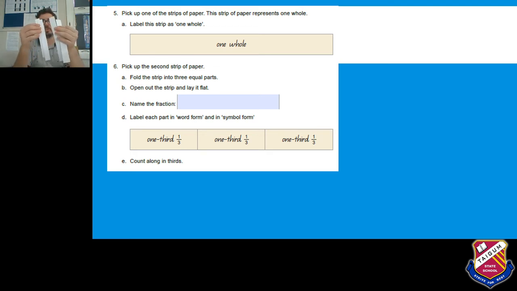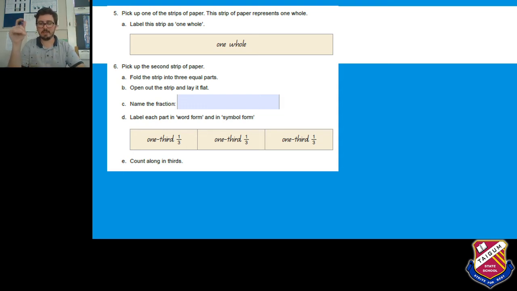Have you got your 4 strips of paper ready? Fantastic. Take one of the strips of paper. This represents a whole, okay? So, label the strip as one whole. Here's my pencil. Use my highlighter. Pause the video and off you go. So, that's how you should end up with it.